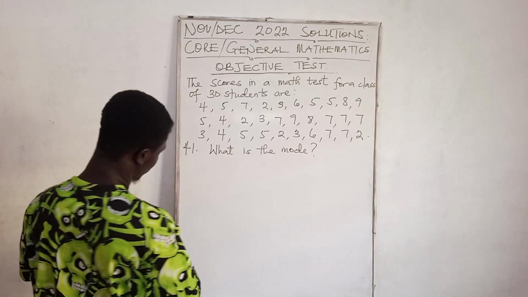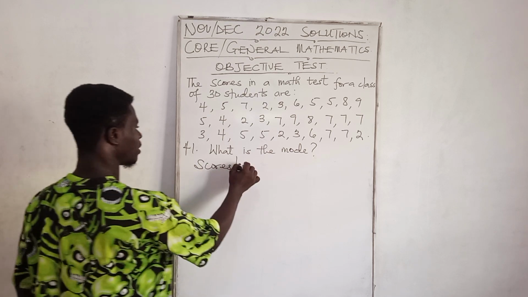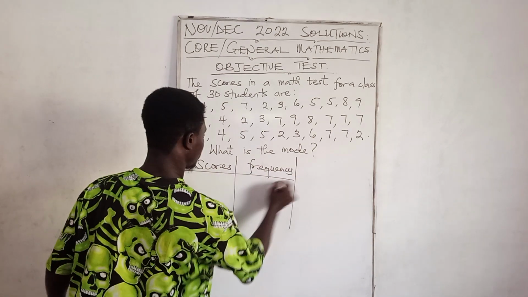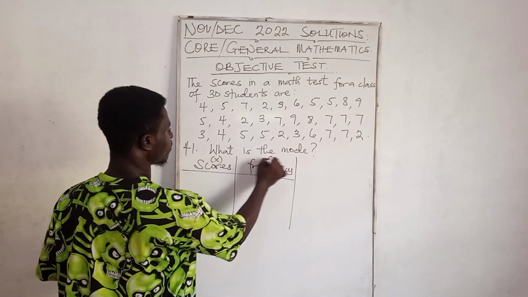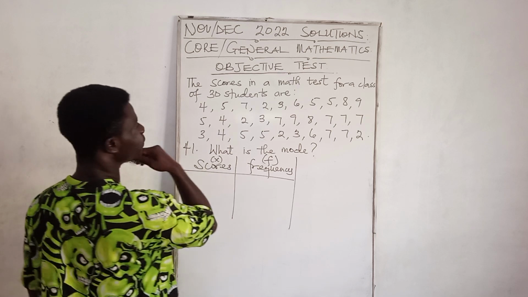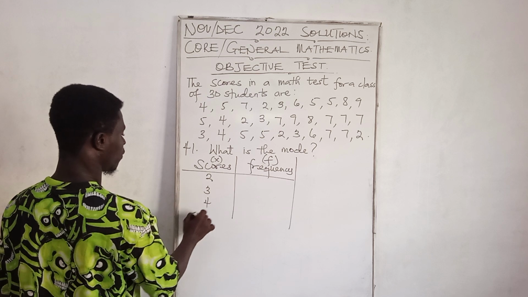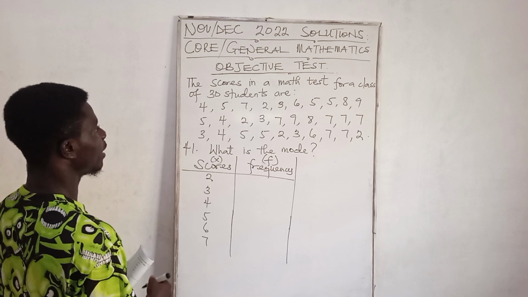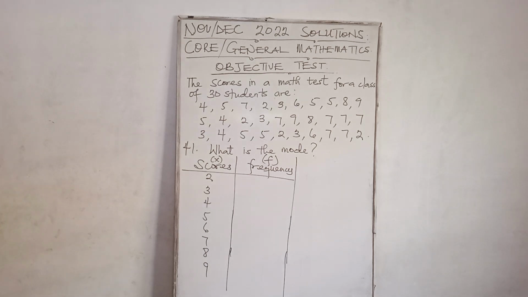So now let's see. We have our scores here, then let's see the frequency. We are finding the mode. So our scores, which is the x, then our frequency, which is the f. For the scores, there is no 1, so we start from 2. So we have 2, 3, 4, 5, 6, then 7, then 8, and 9 is also available.